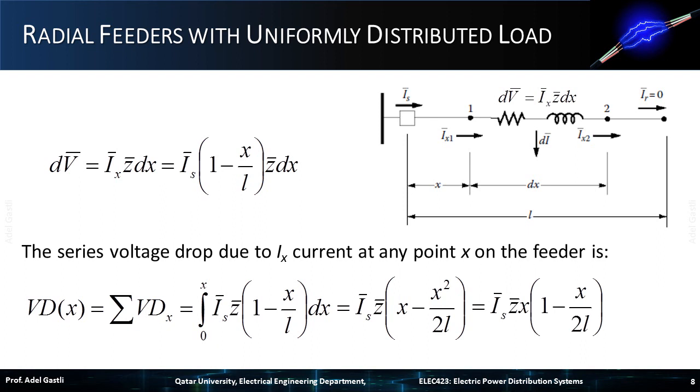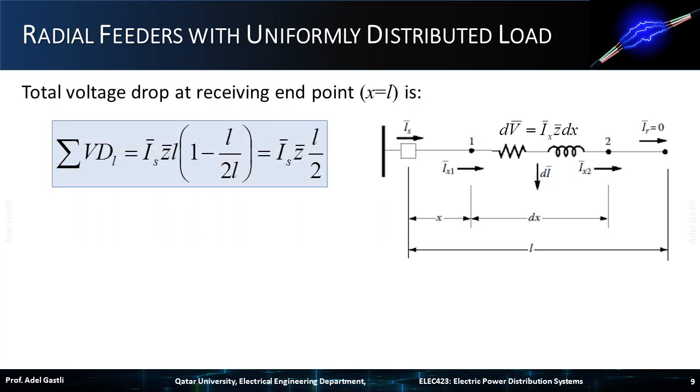This final equation gives the voltage drop expression at any point x on the feeder, which is a function of x for given values of source current Is, feeder linear impedance z, and feeder length L. Therefore, using the previous equation, and replacing x with L, it is possible to find the total voltage drop at the receiving end point of the feeder, using this equation. Note that zL over 2 is actually equal to half the total impedance of the feeder.